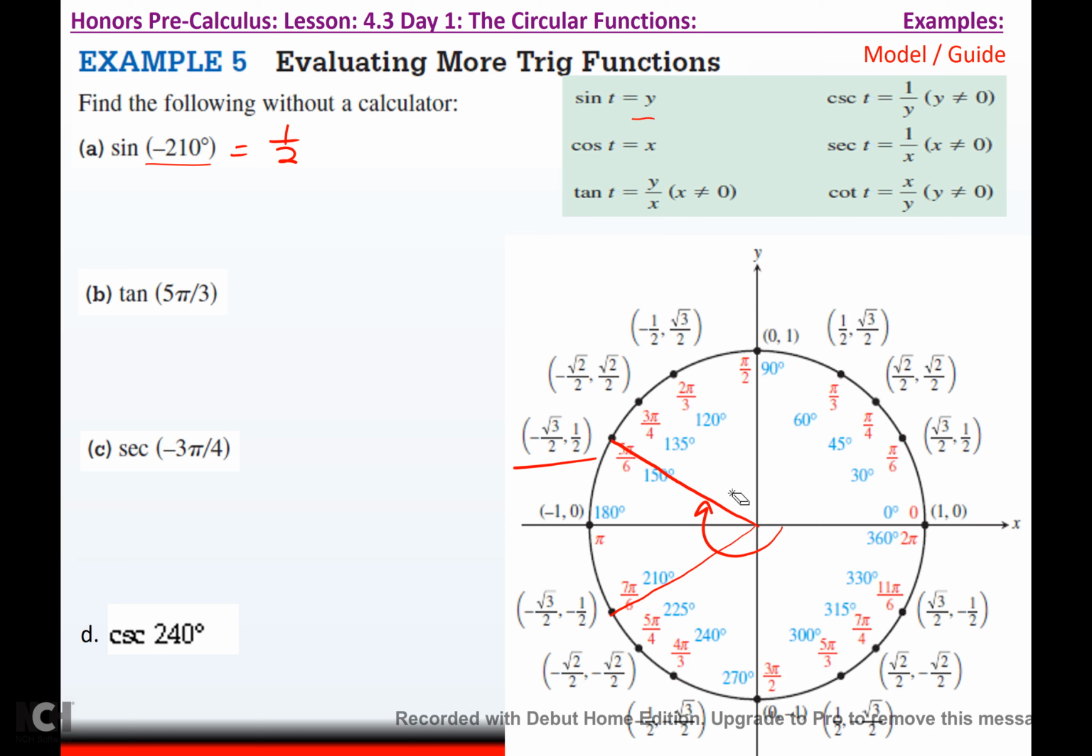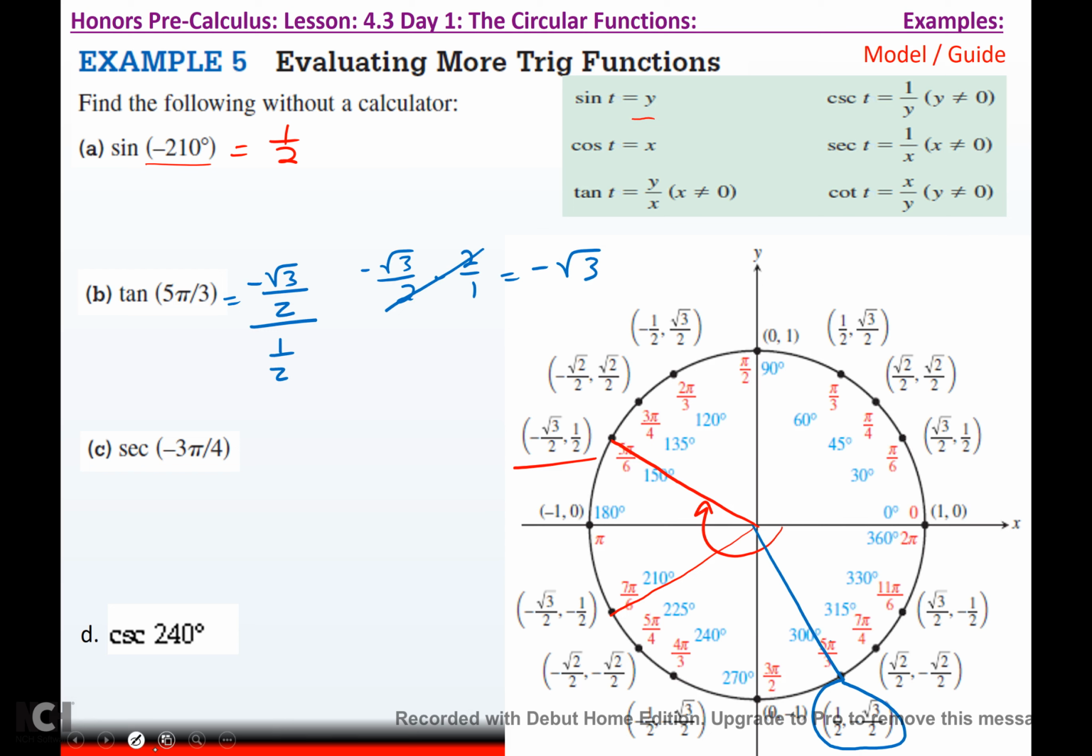Tangent of 5 pi over 3, if I go to 5 pi over 3, that's right here. There's my x and y that corresponds to that angle, and they want tangent, which is y, negative square root of 3 over 2, divided by x, which is 1/2. Keep, change, flip, and I get a negative square root of 3.